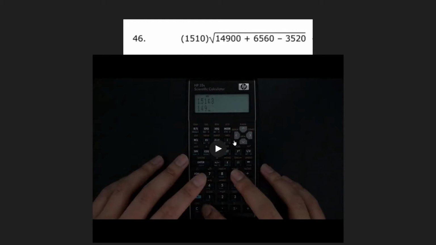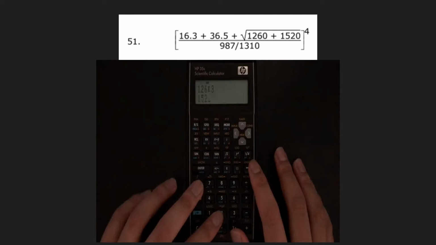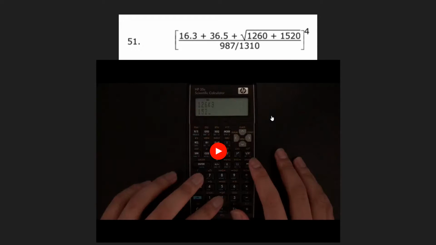However, I believe you can do this by putting in 14,900, adding 6560, and then subtracting 3520, square rooting that, and then multiplying 1510, but I entered in 1510 first so that it would be higher in the cache. Alright, we're on page 5 on question 51.